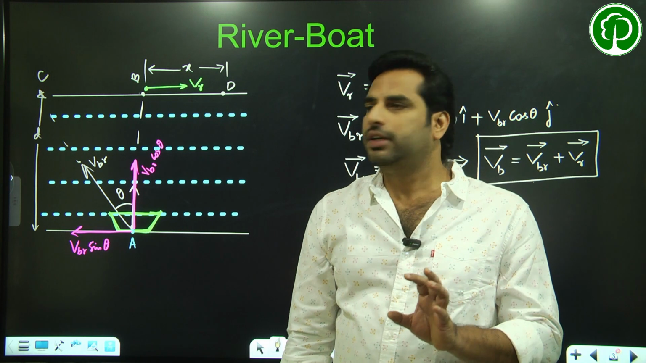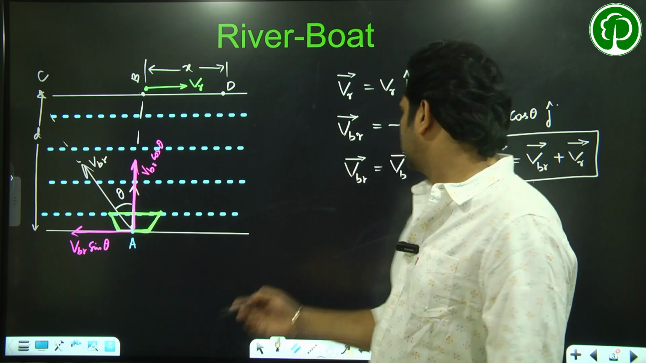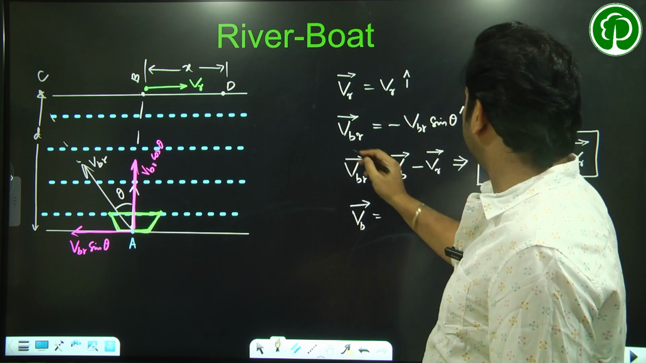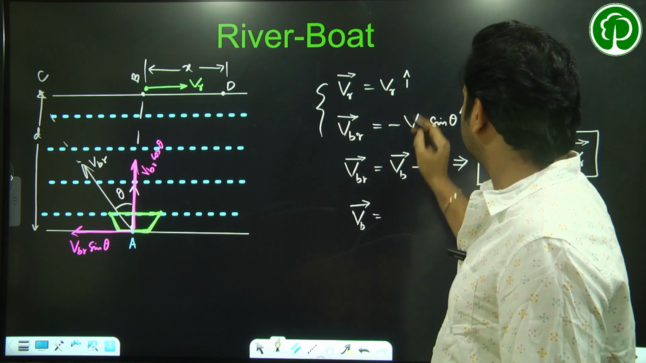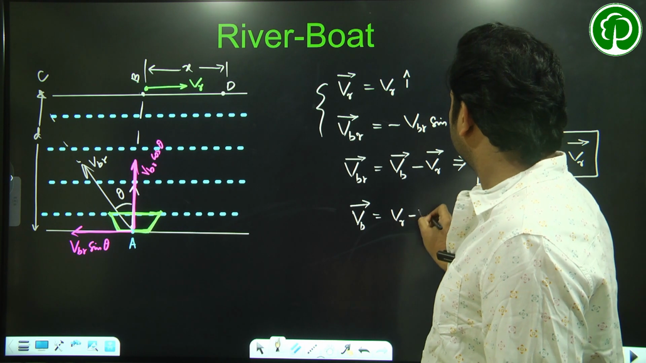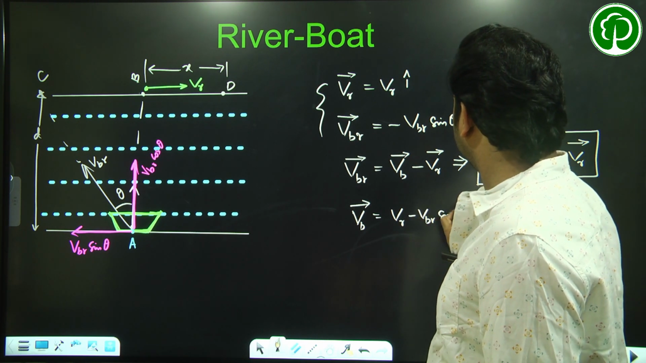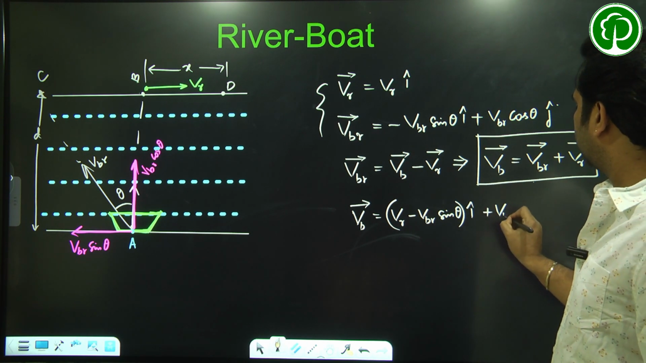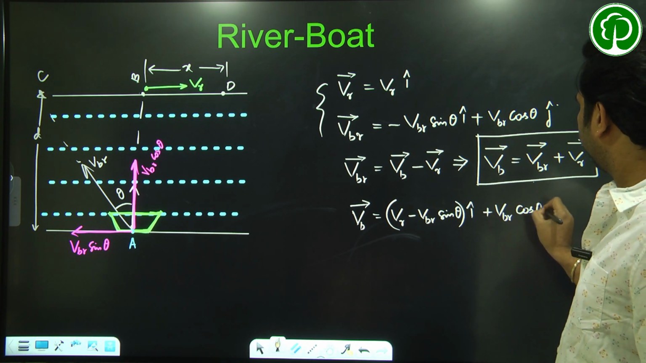Now there is a possibility of X being 0. How? So we can do this. What is the velocity of the boat as seen from the ground? Simply add these two vectors. If you add these two vectors, I have VR minus VBR sin theta i cap plus VBR cos theta j cap.